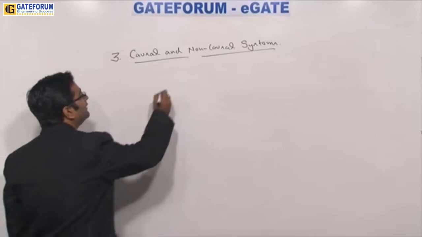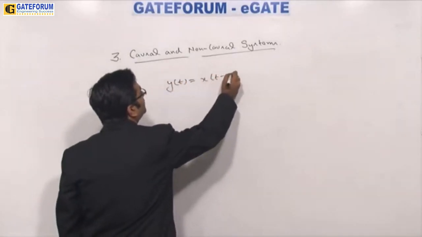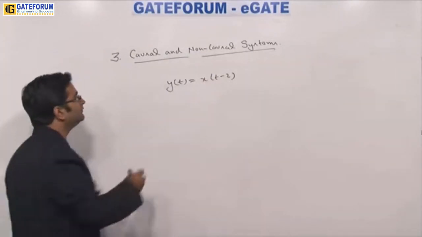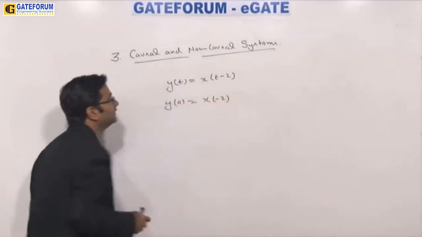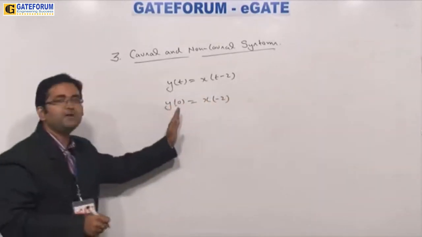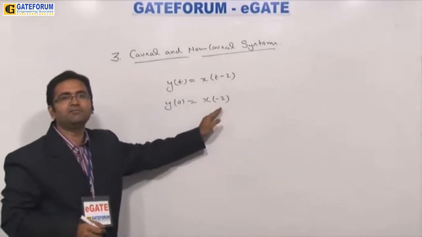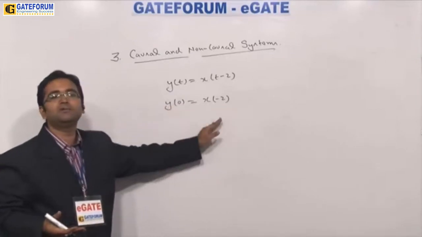See, if y(t) equals x(t minus t0), and I want to know the value at y(0), y(0) is nothing but x of minus 2. That means if I am looking at time t equal to 0, I am dependent on the past value of the input. The past value of the input can be stored in the memory. In this case, the system becomes a causal system.